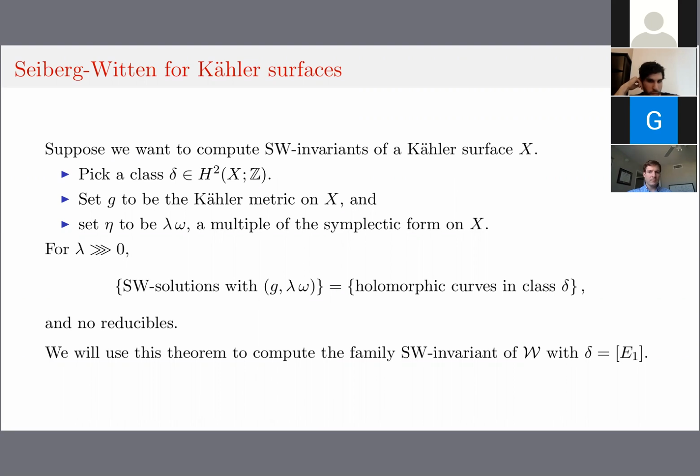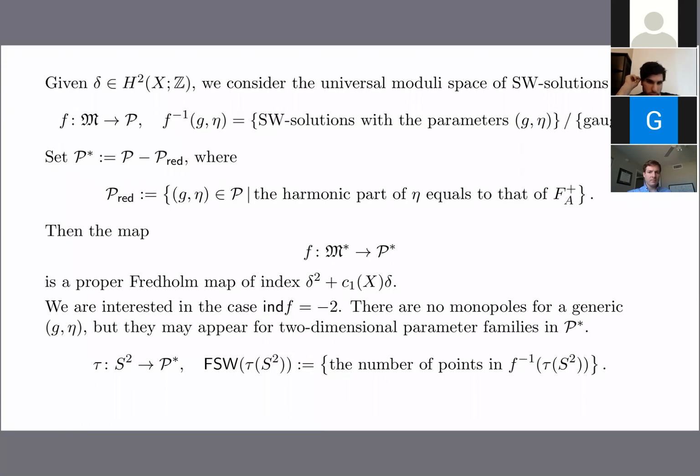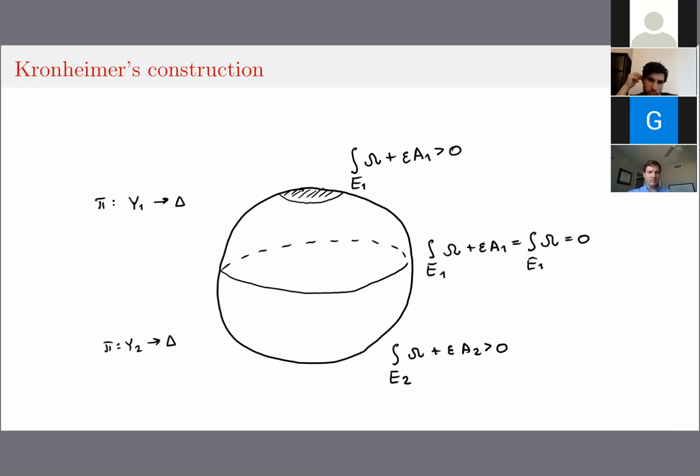Let's go back to the picture. The metrics we choose are the Kähler metrics on the fibers. Then the perturbations we choose are Kähler forms on the fibers, large multiples of them. And then to see the solutions, we just need to count holomorphic curves, right?